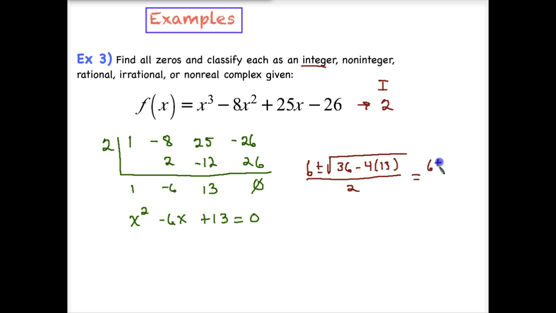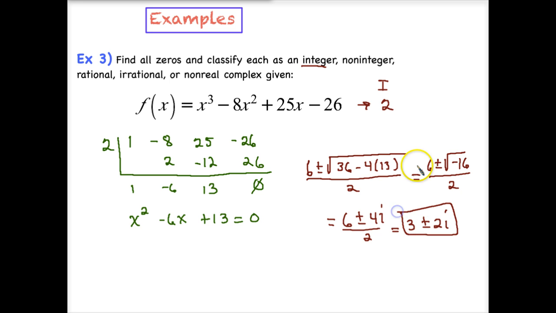If I simplify, I can see that inside my radical, I'm going to have a negative number, 36 minus 52. That equals negative 16. So now I'm ready to simplify that even more. 6 plus or minus 4i over 2. 2 goes into 6 3 times. It goes into 4 2 times. And here are my other two zeros. So I have 2, and then I have 3 plus 2i and 3 minus 2i.